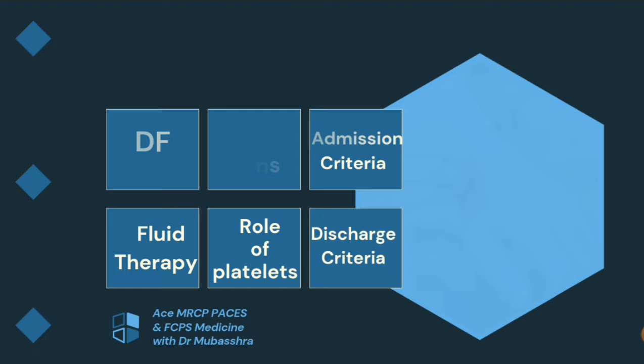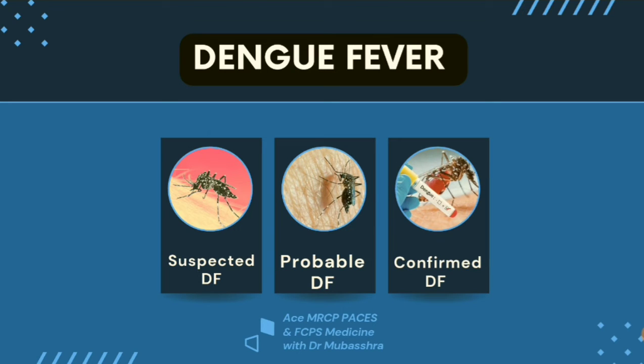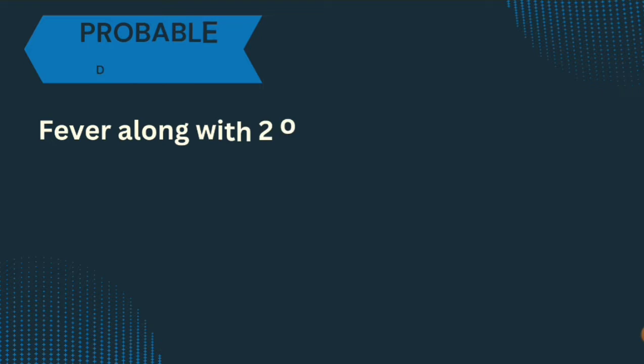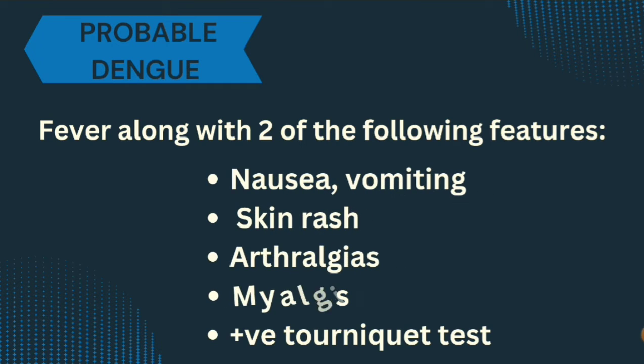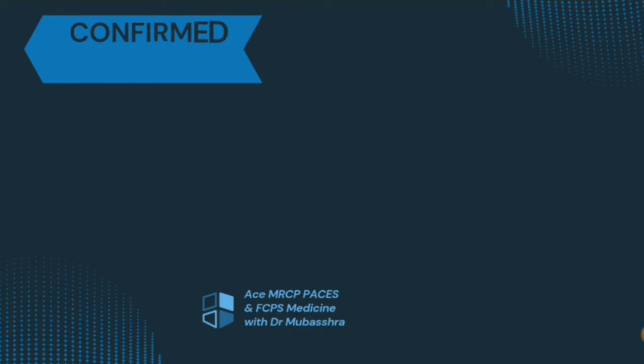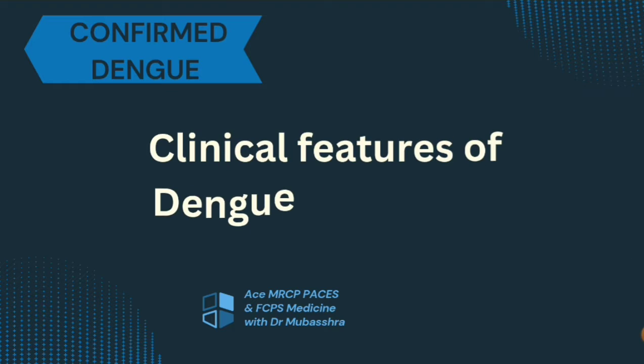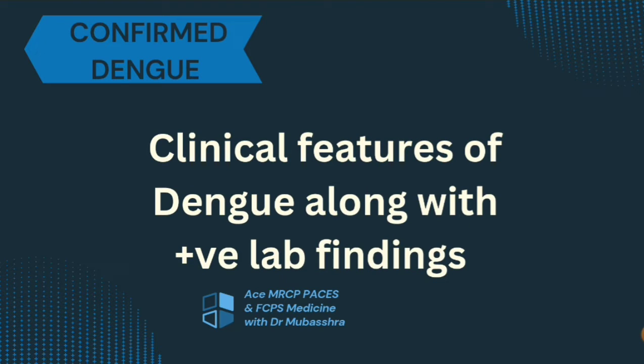So let's start. Dengue fever is divided into three categories: suspected dengue fever, probable dengue fever, and confirmed dengue fever. Probable dengue fever is defined as fever along with two of the following features: nausea, vomiting, skin rash, arthralgias, myalgias, and positive tourniquet test. Confirmed dengue fever is defined as clinical features of dengue fever along with positive lab findings.